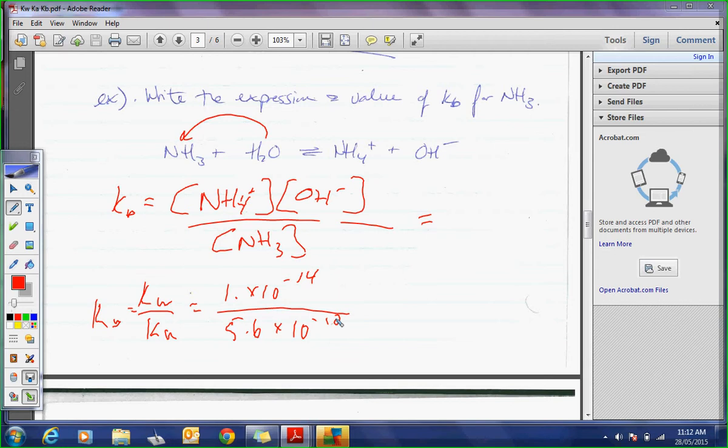Because the conjugate acid has a Ka value. Thank you. And did you find it, Jillian? Is it 5.6 times 10 to the power of negative 10? Yeah. And then tappity tap in your calculator. What do you get? 1.8 times 10 to the negative 5.